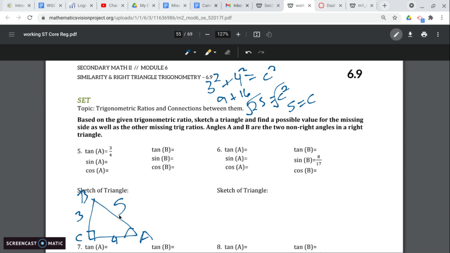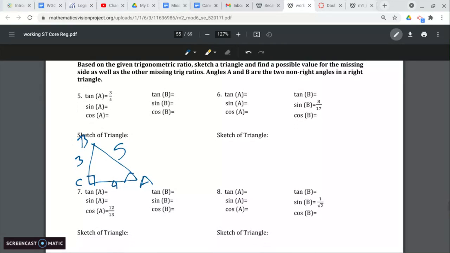So then for finding our sine, cosine, and tangent for A, sine of A is opposite over hypotenuse, so we'd have 3/5. Cosine is adjacent over hypotenuse, so we'd have 4/5. Then we do it for B. So from B, tangent, opposite over adjacent, we just flip it, so 4/3. Sine, opposite over hypotenuse, so 4/5. And cosine, adjacent over hypotenuse, so 3/5.